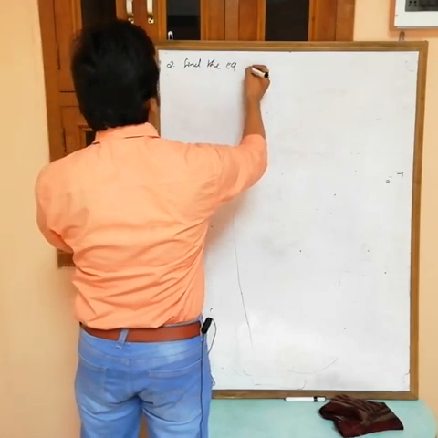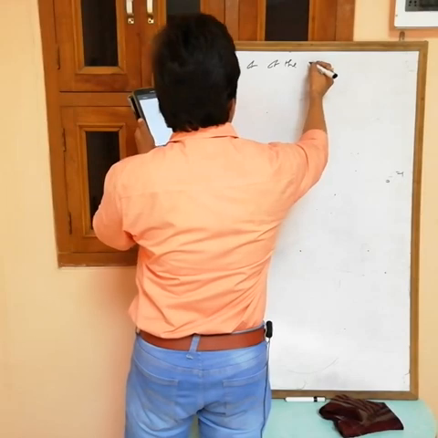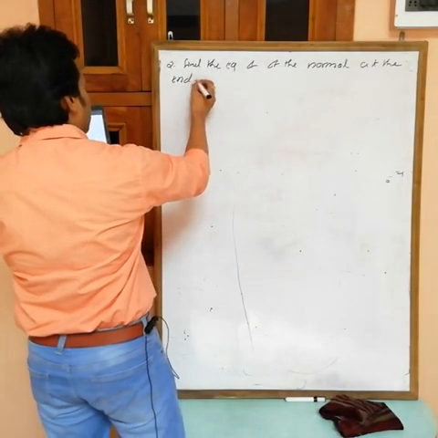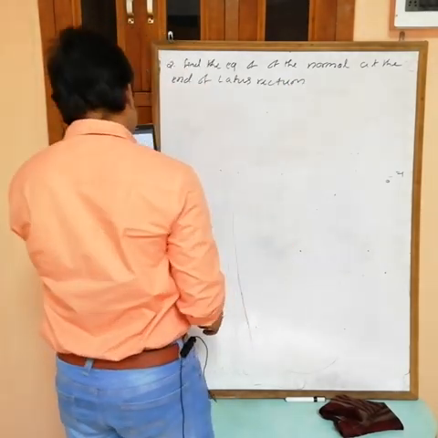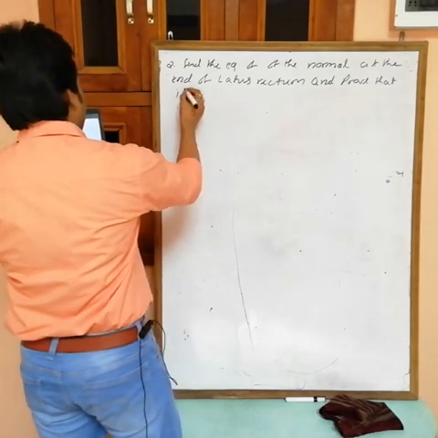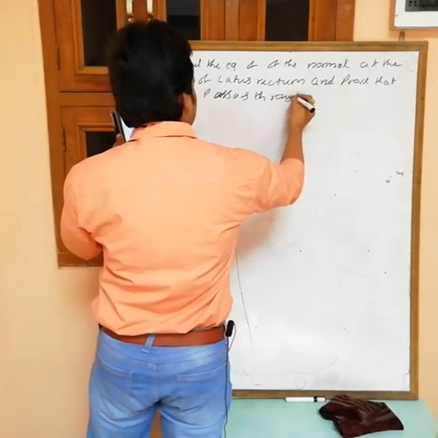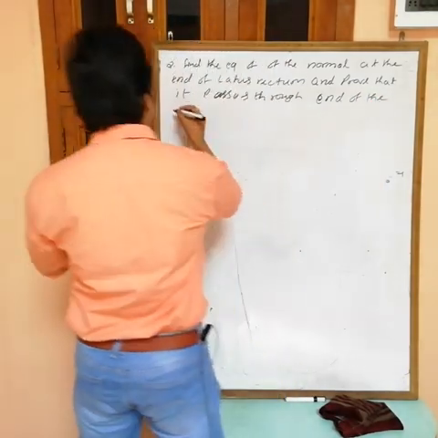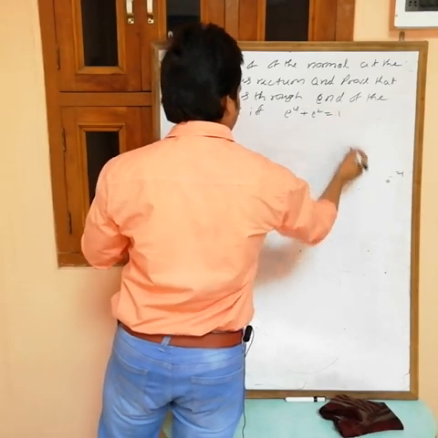Find the equation of the normal at the end of latus rectum, and prove that it passes through the end of the minor axis if e power 4 plus e square equals 1.